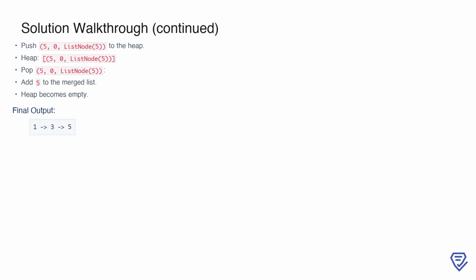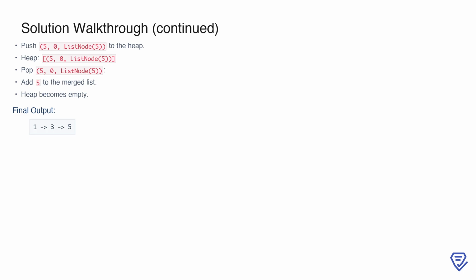We continue building the merged list by popping the next smallest node from the heap, which has a value of 3. This value is added to the merged list, and we push the following node from the single list, with a value of 5, into the heap. The heap is updated to contain (5, 0, list node, 5).